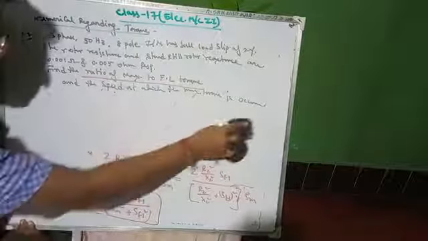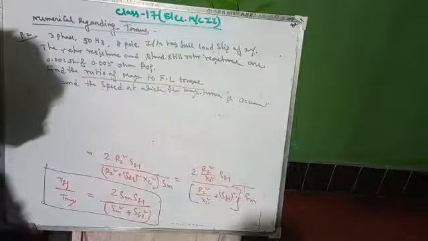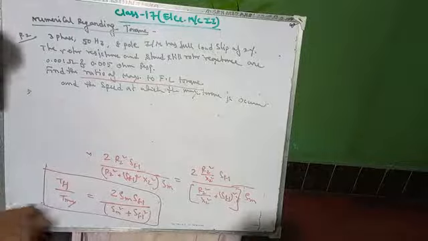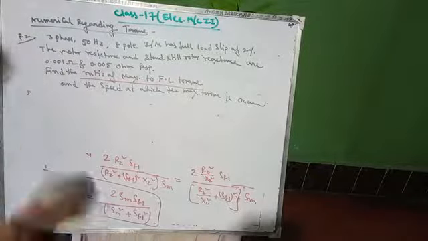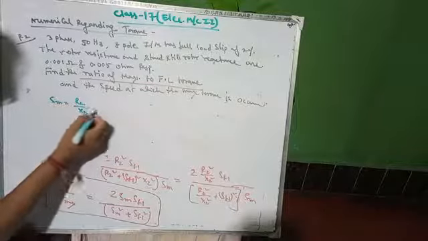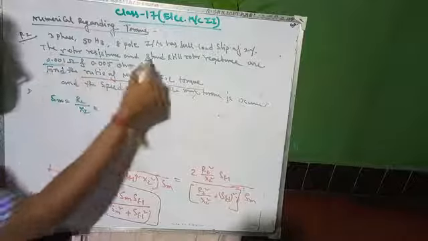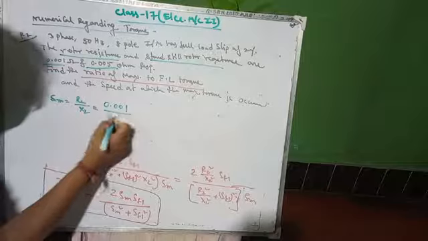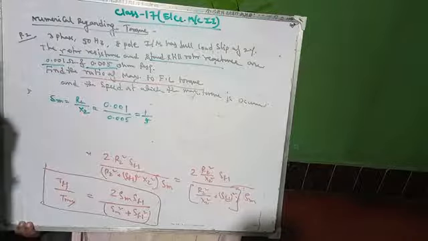So it is better to find this first. When this type of question is asked, first find this relation and use it. Now calculate Sm equals R2 by X2. So R2 equals what? This is your rotor resistance and this is your X2, right? So that is 0.001 by 0.005, so 1 by 5. Sm equals 1 by 5.